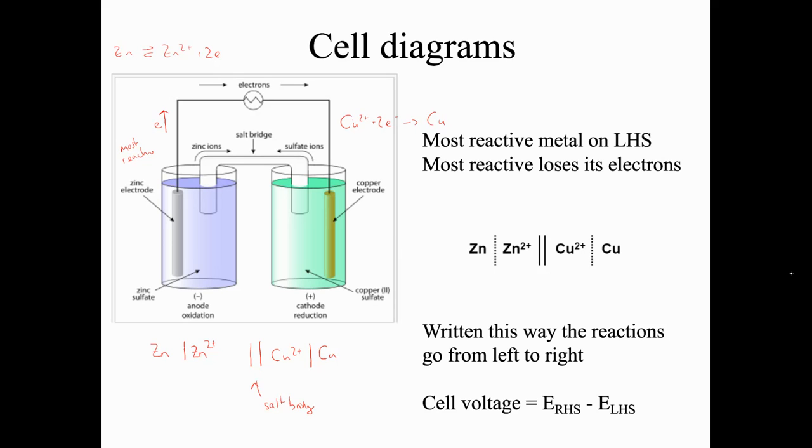Okay, and if we want to calculate the cell voltage for this, if you look up the EMF values, it's going to be the right-hand side minus the left-hand side. So it would be the EMF of the copper half cell minus the EMF of the zinc half cell.